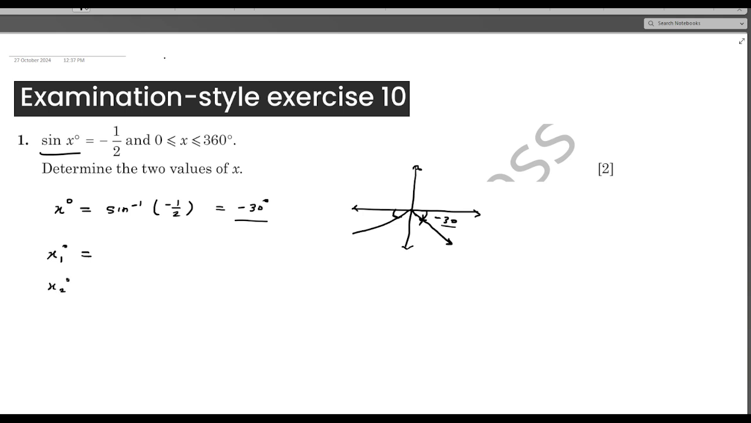So your x1 degree, from this graph you can easily understand, is going to be 180 degrees plus 30 degrees. Now 180 degrees plus 30 degrees is what? 210 degrees. And your second angle is going to be 360 degrees minus 30 degrees. Now 360 degrees minus 30 degrees is 330 degrees. Let us move to question number 2.